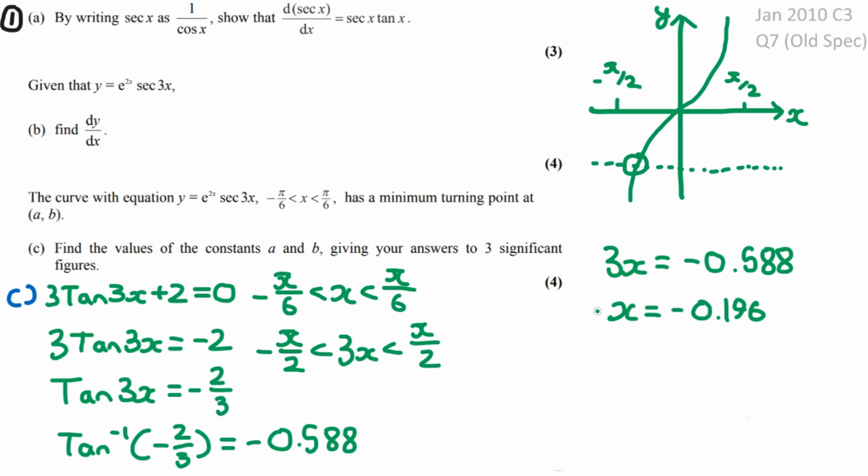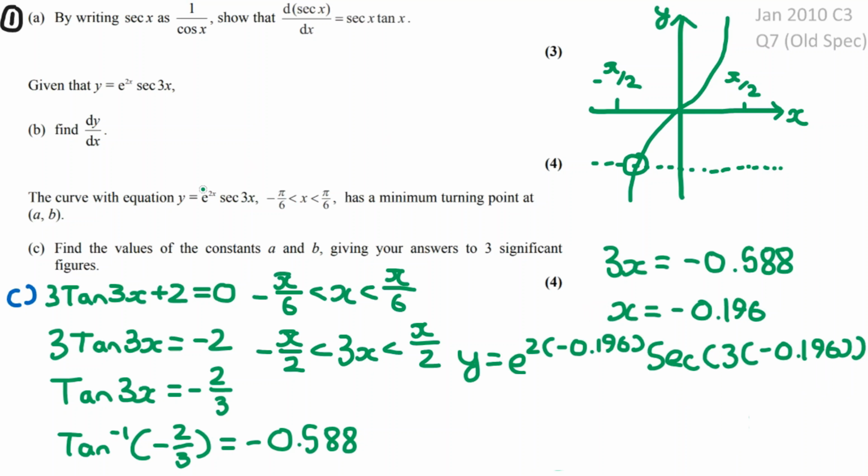So this is the x value for the turning point, and to find the y value of the turning point we just plug x into the equation for y, which is what I've done here. So y is equal to e to the power of 2 of minus 0.196, multiplied by sec of 3 of minus 0.196.